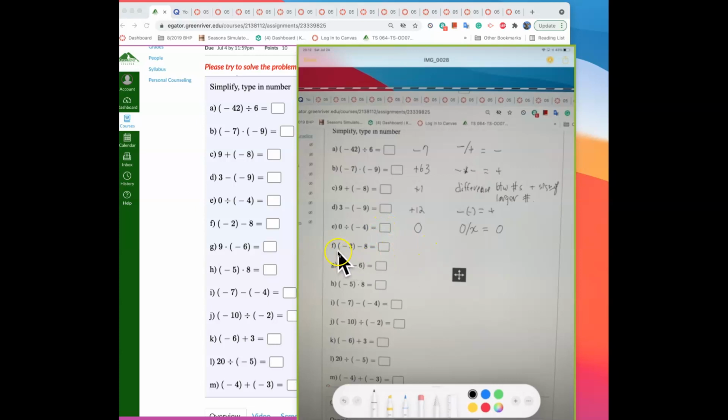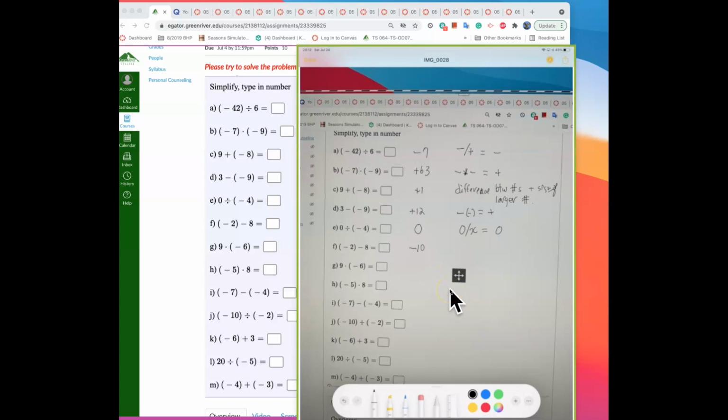Next problem, negative 2 minus 8. We've got two negative numbers. We're combining two negative numbers together, so we're going to have more negativity. That gives us negative 10. You could say negative minus a positive equals more negative. Because this is addition and subtraction, it's not always cut and dried. But when you are combining two negative numbers, your answer will be more negative, so it's going to be negative. You can add those two numbers together.